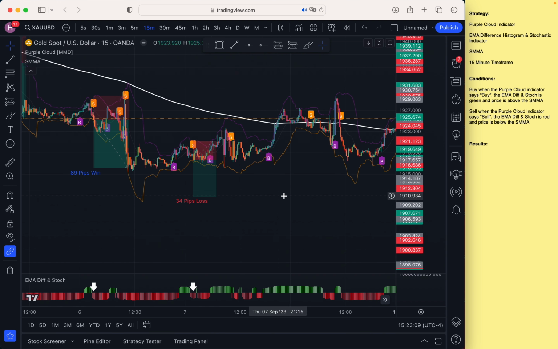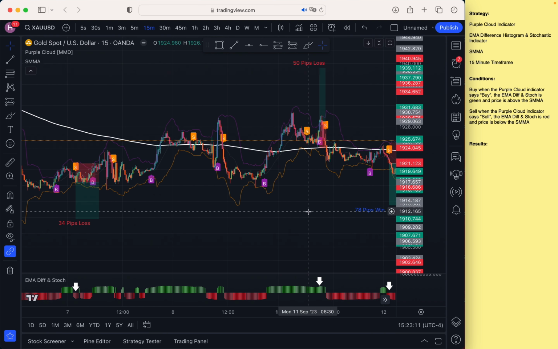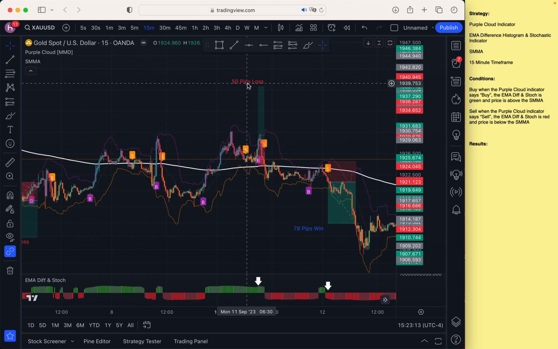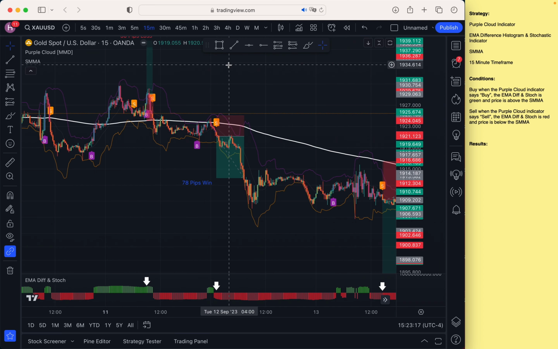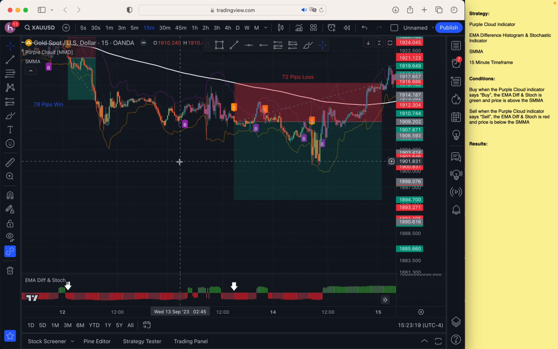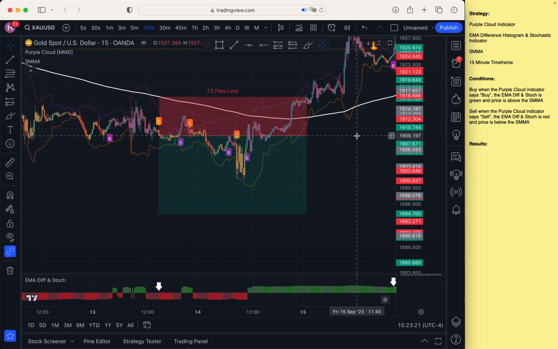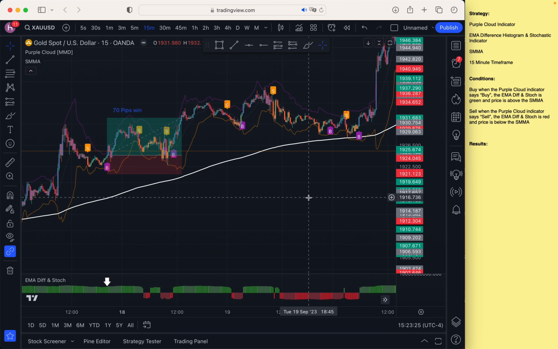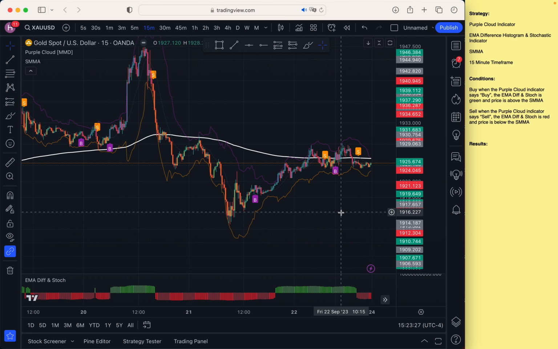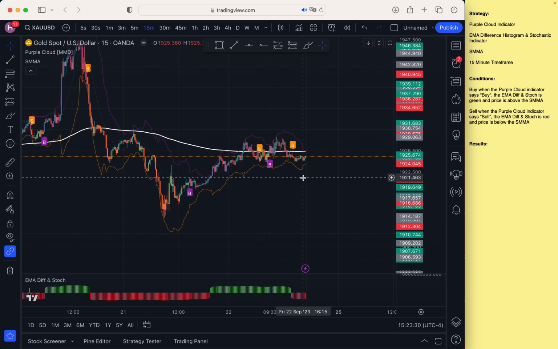We did have one loss here. This one was a very short trade. We were out within maybe 4 candles. 50 pips loss. Win. 72 pips as a loss. 70 pips win. You get the idea. And now we run out of time because this is the current date.